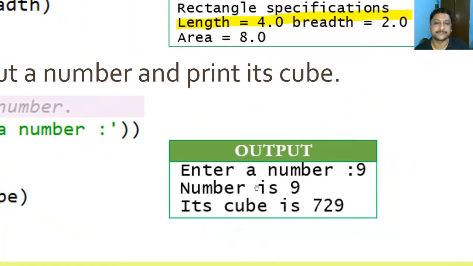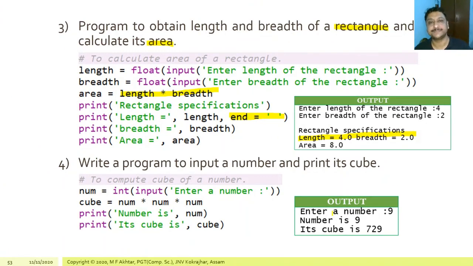See the output here. Enter a number, 9 is given, then the number 9 is displayed and its cube is calculated, 729. If you multiply 9 into 9 into 9, this value will come. Okay, now you understood how to write a program in Python language.